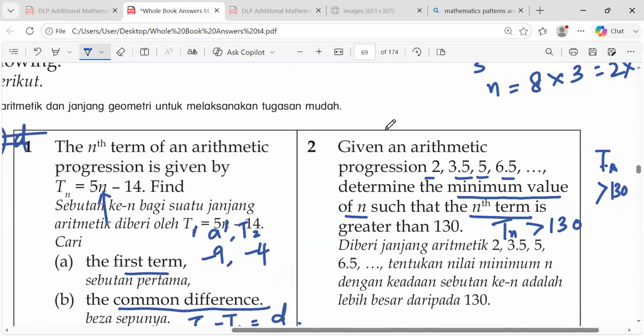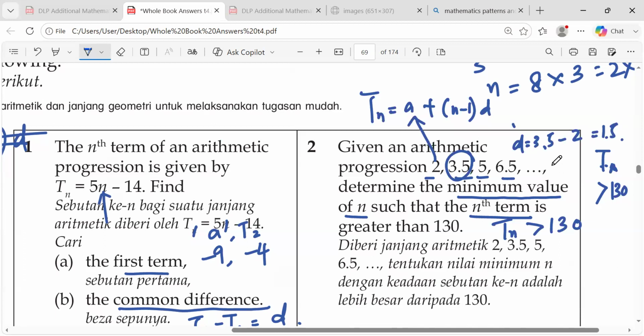So first, you need to find out the last one that is greater than 130. Okay? So this question, you have to memorize the formula that you have. So you find out the A, you substitute the A and D. How do you find out the D? The current term minus the term before. So I get 1.5. Is it 1.5 minus 1? D is 1.5. Okay, you just substitute. After you substitute, you substitute the whole thing in here.